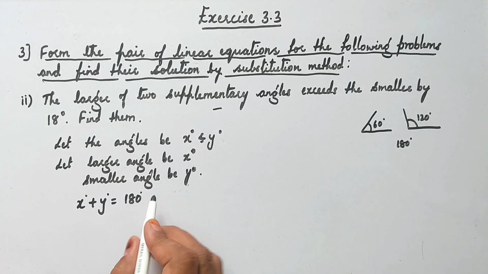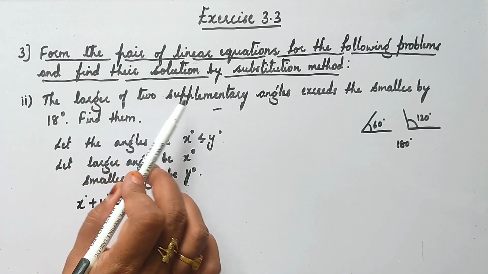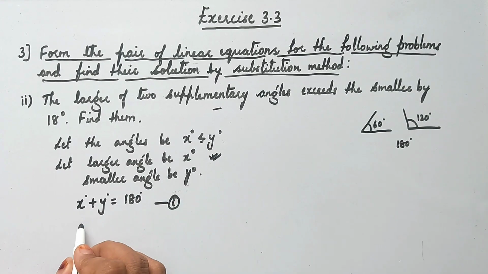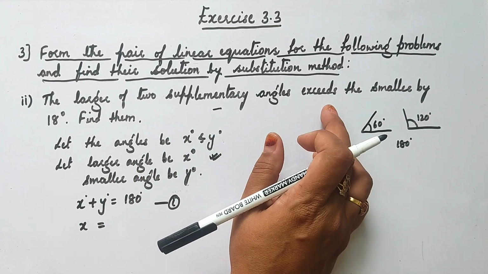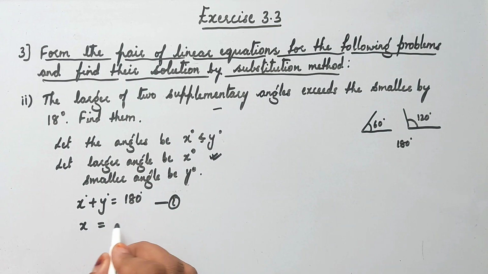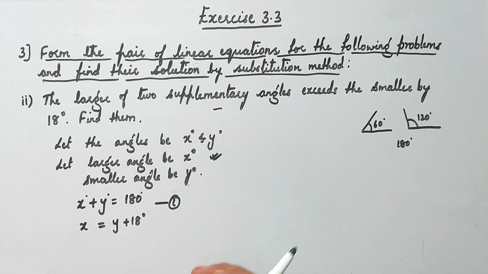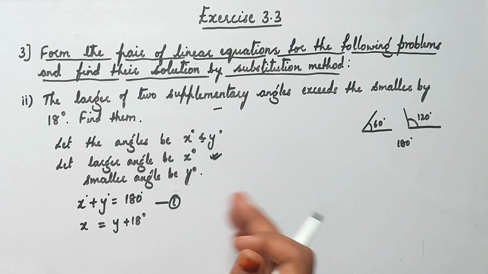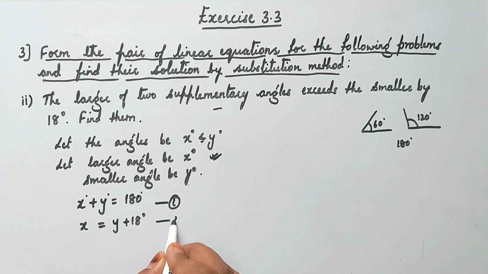We got one of the equations. Now, according to the question, the larger of two supplementary angles, which is the larger angle here? x degrees. So the larger angle is equal to y plus 18 degrees. The larger angle exceeds the smaller by 18 degrees; exceeds means you are adding. Here the x angle is 18 degrees more than the y angle. That means you are exceeding the angle by 18 degrees. So this is equation 2.